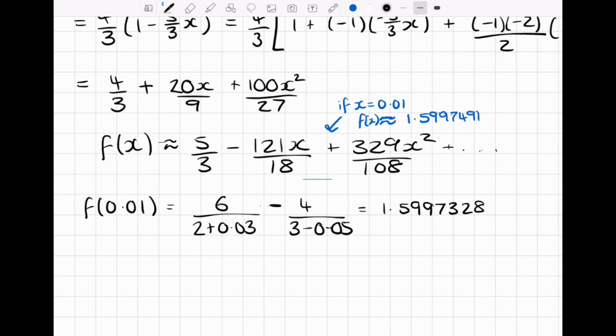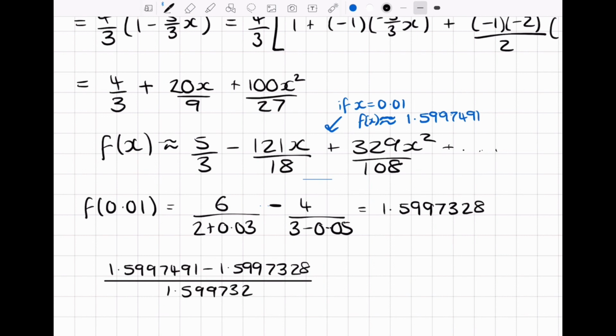The next thing that I want to do is just find the percentage error. So I'll write down the value that I got in my expansion, ending in 491, minus the exact value over the exact value. Times that by 100 for a percentage, 0.001.